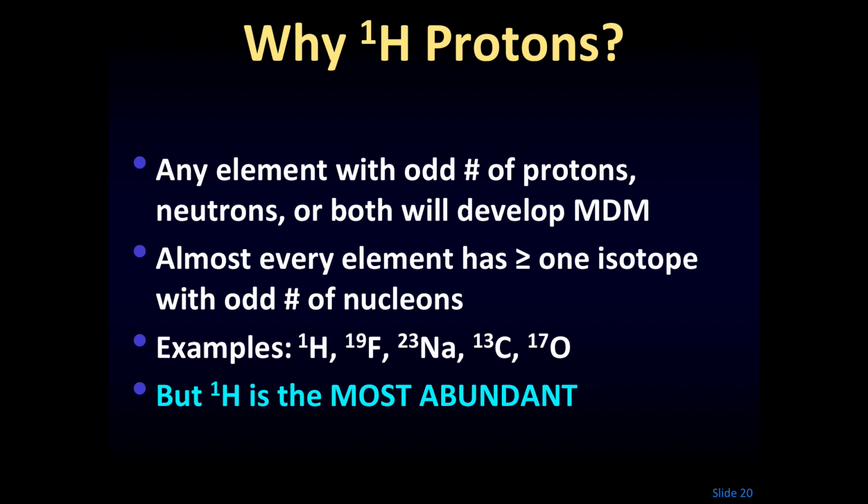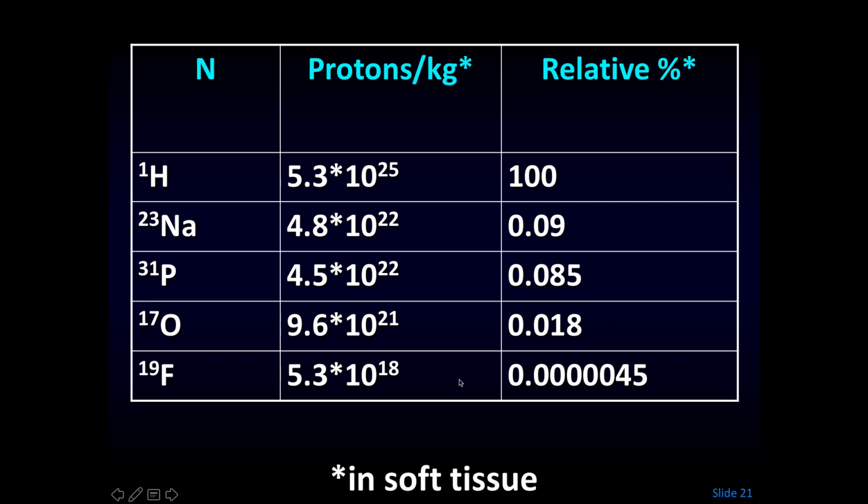Why hydrogen? Because we could do any element with an odd number of protons, neutrons, or both. So why do we pick hydrogen protons? Because hydrogen is the most abundant. I guess what this is saying is that almost every element in the periodic table will have at least one isotope that we could, in fact, measure or look at with MRI. But why do we pick hydrogen protons? It's the most abundant.